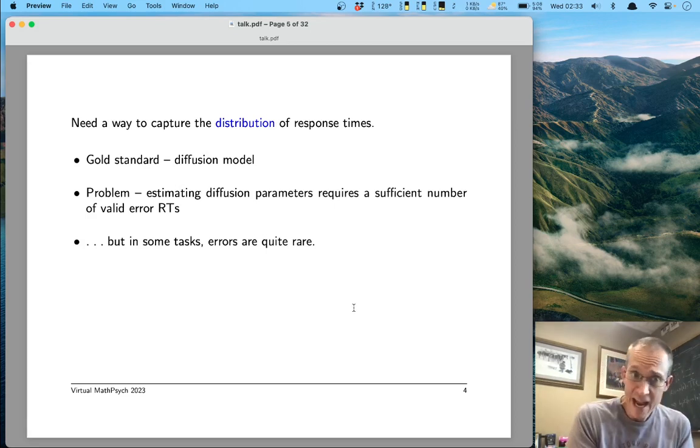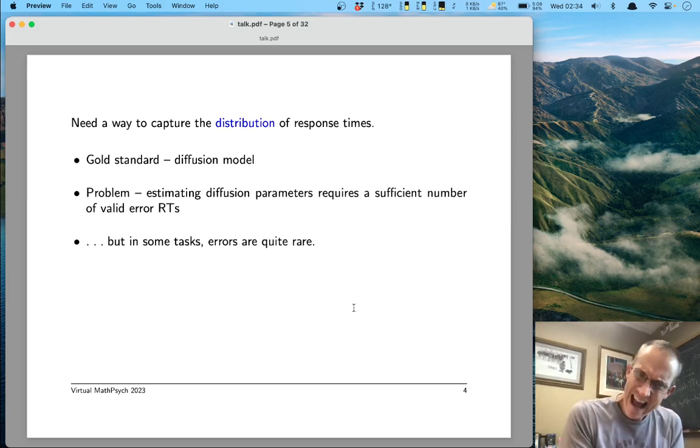Now, one of the gold standards to use for capturing the distribution of response times is the diffusion model. Many of you are probably very aware of the diffusion model. Now, one problem with the diffusion model is that estimating diffusion parameters does require you to have some error trials. In fact, it requires a sufficient number of valid error trials so that you can uniquely identify the parameters.